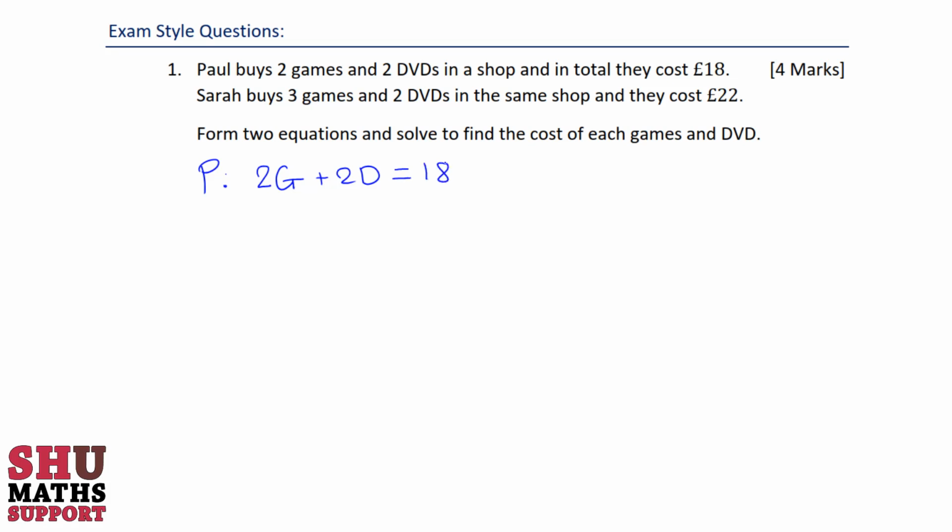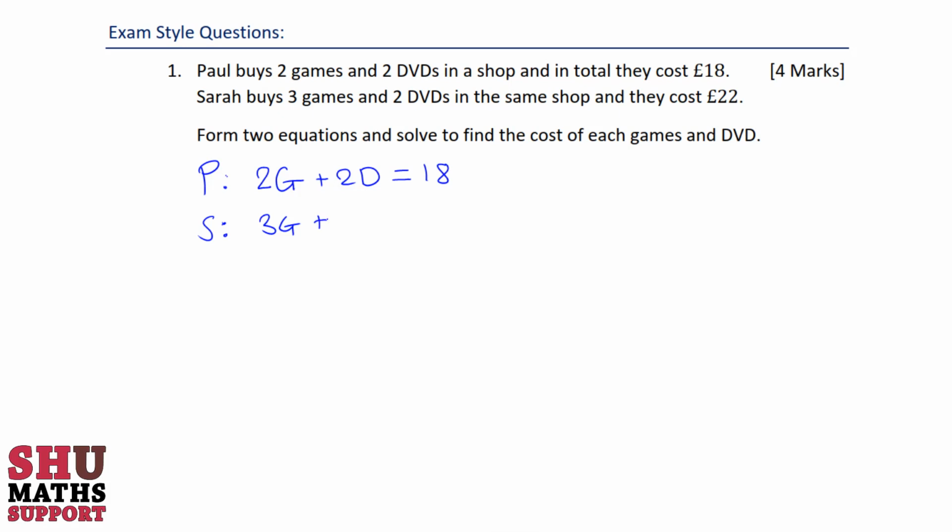But then Sarah, which we'll just use S, buys 3 games. So she's got 3G and 2 DVDs, so plus 2D. And they cost her £22. And what it's asking us to do is to form 2 equations, which we've just done, and solve the equations to find the cost of each game and DVD. So essentially, instead of using x and y that we are usually used to, we've got g and d. So we just need to find the solution for g and d that satisfies both equations. So let's have a look.